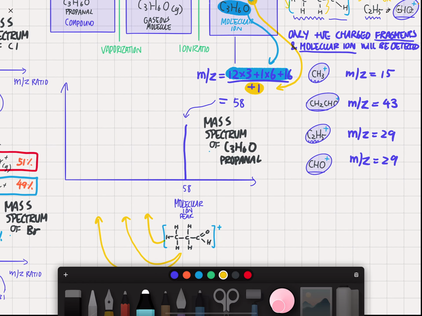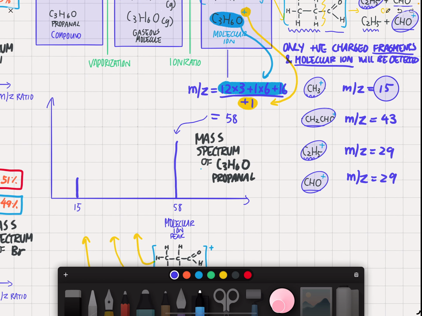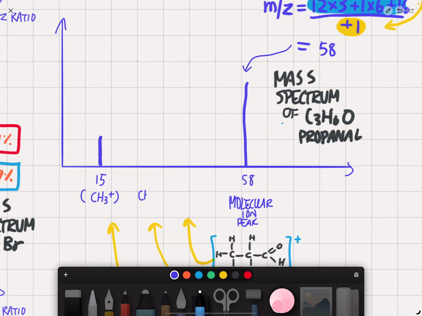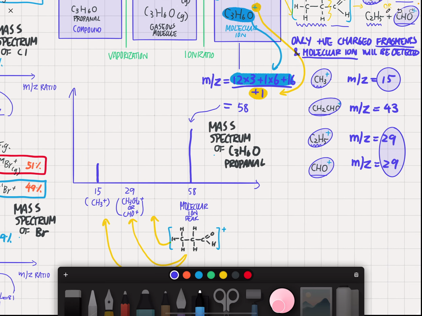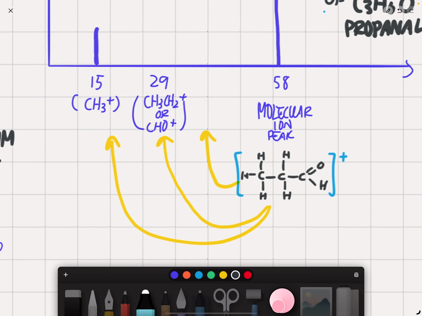So it may form a CH3+ peak, which has a mass to charge ratio of 15. So 15 you see here. It will also produce peaks with a mass to charge ratio of 29. So this could be a CH3+ fragment, a CH3CH2+ fragment, or a CHO+ fragment, which has a mass of 29. So you can see that we can split up this molecular ion to form a CH3+.